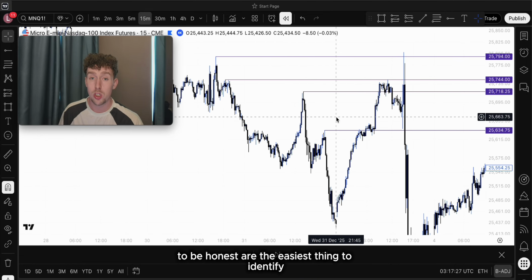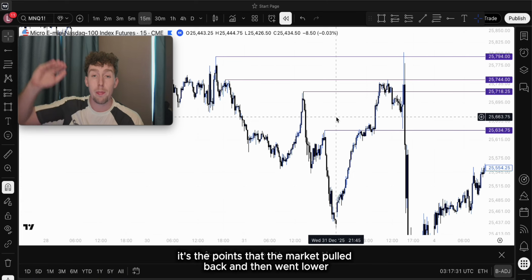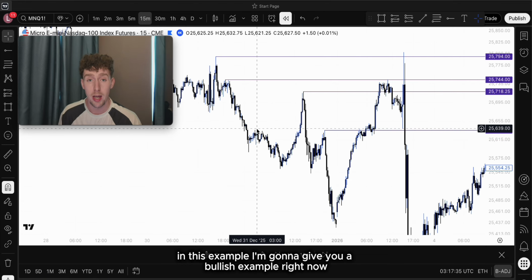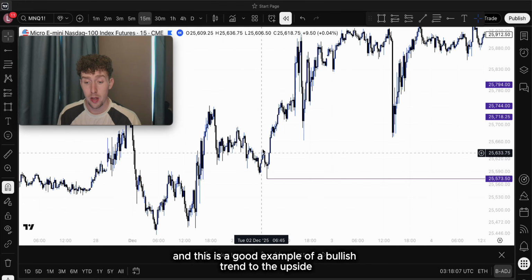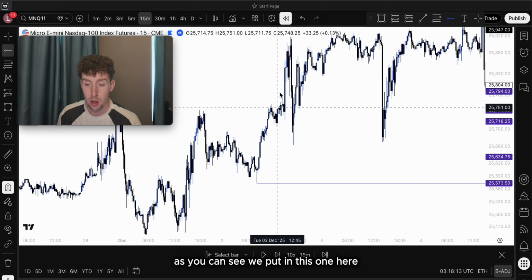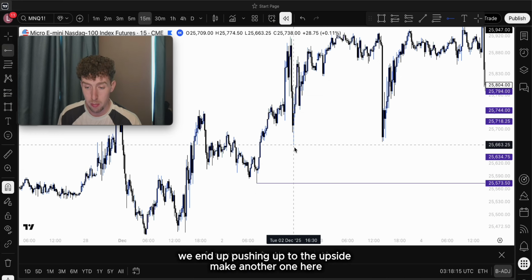But swing high and lows, to be honest, are the easiest thing to identify. It's the points that the market pulled back and then went lower in this example. I'm going to give you a bullish example right now. And this is a good example of a bullish trend to the upside where we're leaving swing highs to the downside. As you can see, we put in this one here. We end up pushing up to the upside, make another one here.